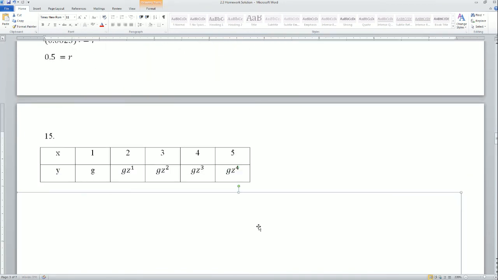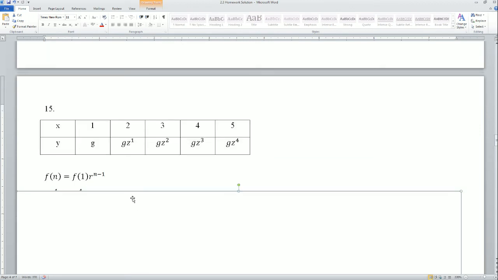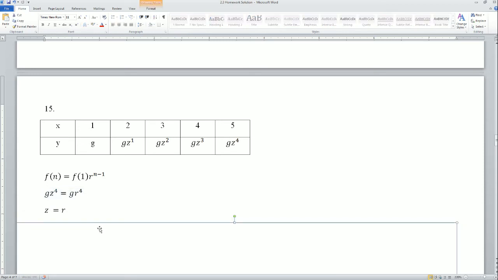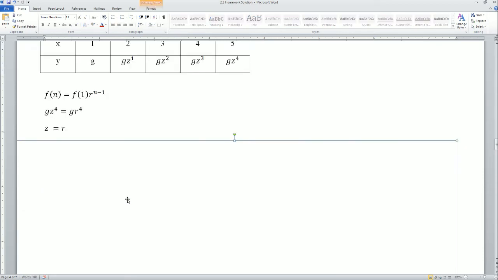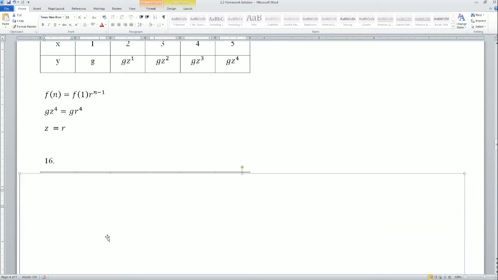Same thing for 15, right? It starts off with the explicit. Plug it in. That's what I have, right? The first function was g, r, and I'm using 5, so 5 minus 1 is 4. Notice g is the same, so they cancel out. The 4 is the same. The only thing different is r was now z. So r equals z. Good. Again, you could just solve it, or just plug into the equation and start canceling out terms. Either works. 16.